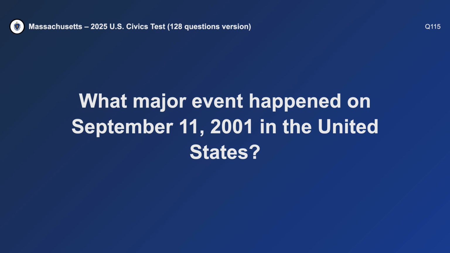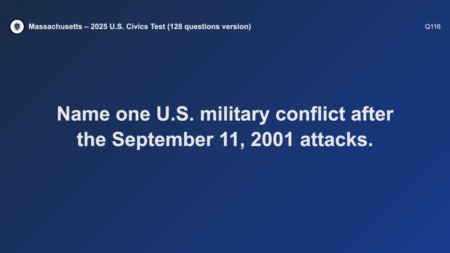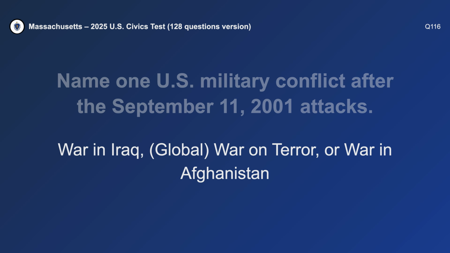What major event happened on September 11th, 2001 in the United States? Terrorists attacked the United States. Name one U.S. military conflict after the September 11, 2001 attacks. War in Iraq.